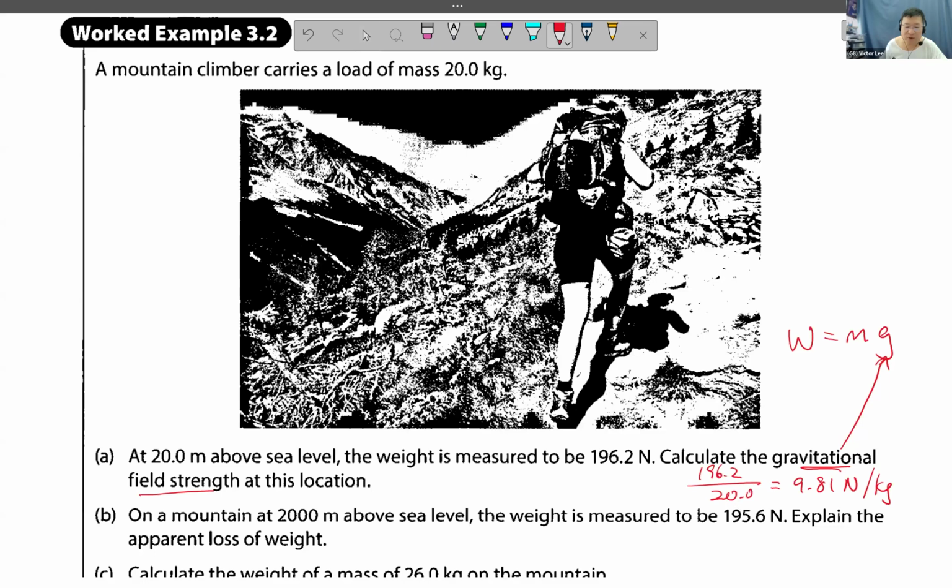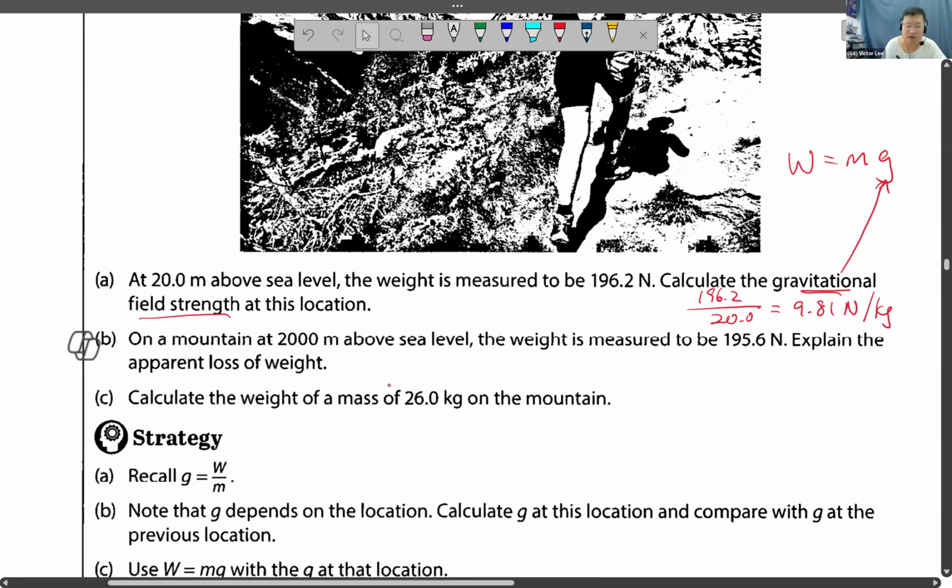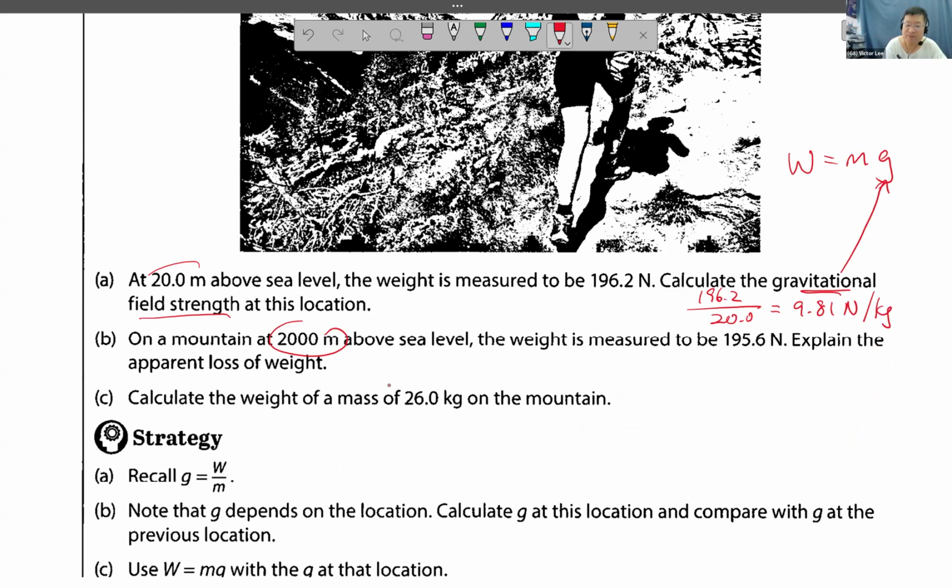Okay, next one. When it's high up in the mountain, 2,000 meters above the sea, very high up. This is at the sea level, very close. Very high up, you realize my weight has decreased. So 195.6 over 20.0. Let's try. 195.6 divided by 20, and that is 9.78 Newton per every kg.